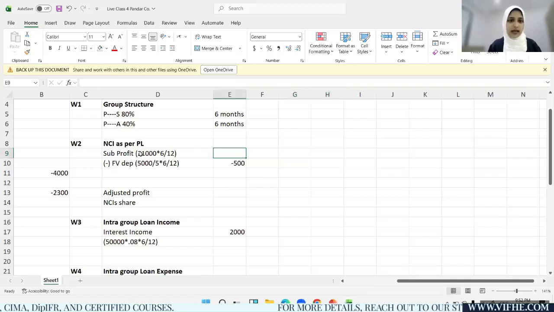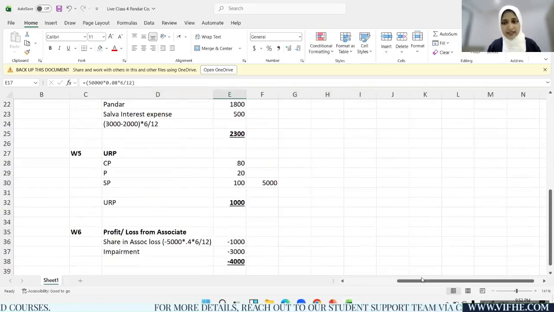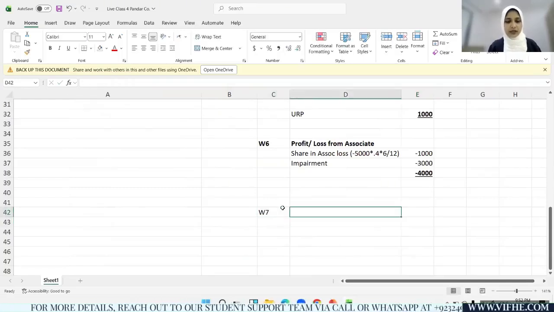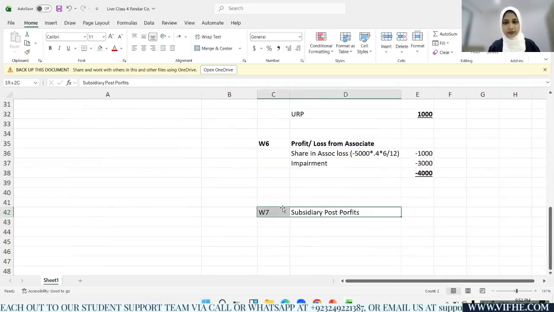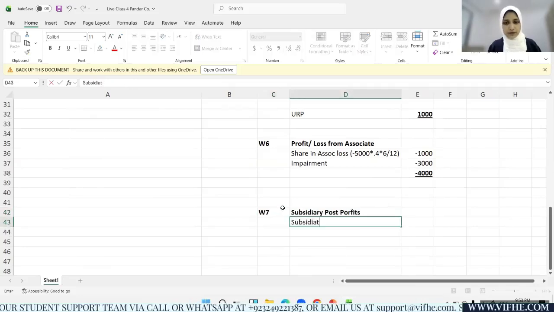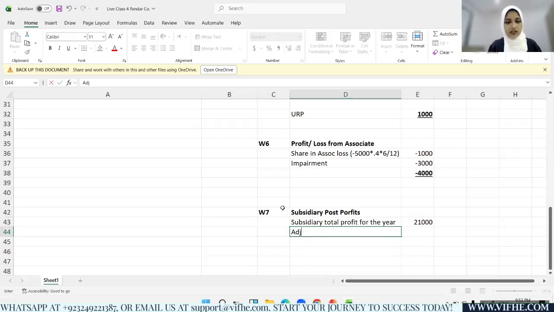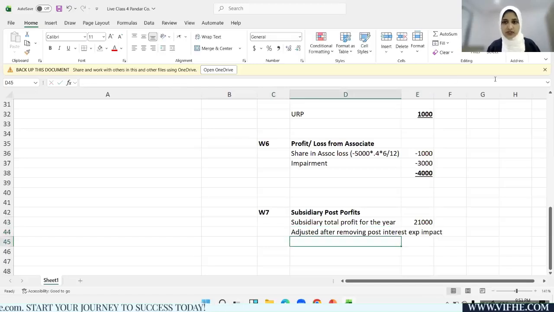What I'm saying is we can't go the regular way and do 21 million into 6 by 12. This is the second tricky adjustment here, the unique adjustment, working seven. Subsidiary's post profits. What will you do? What is the subsidiary's total profit for the year? 21 million, adjusted after removing the post interest expense impact.